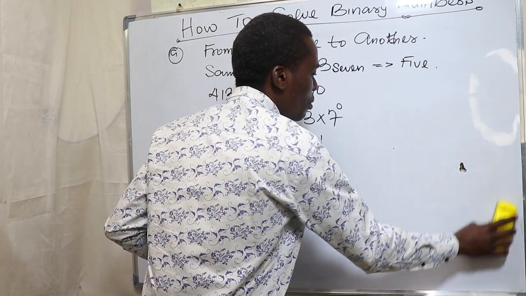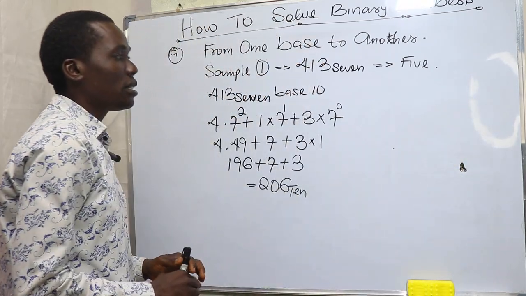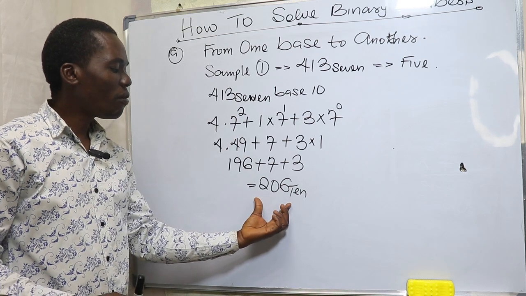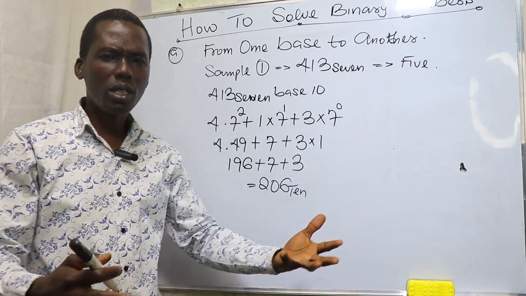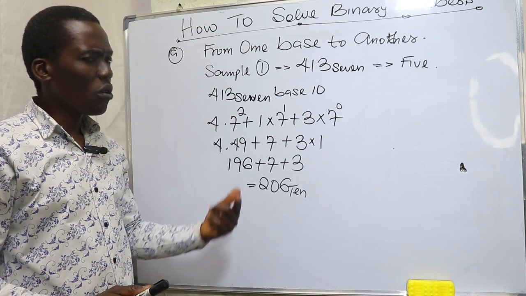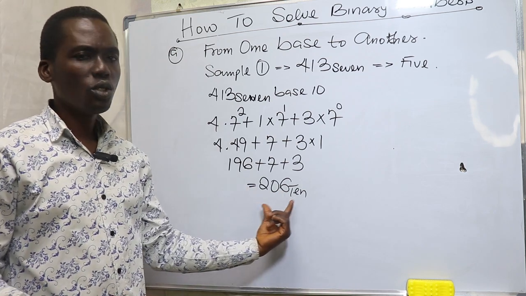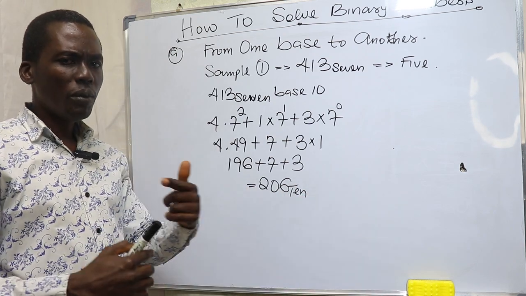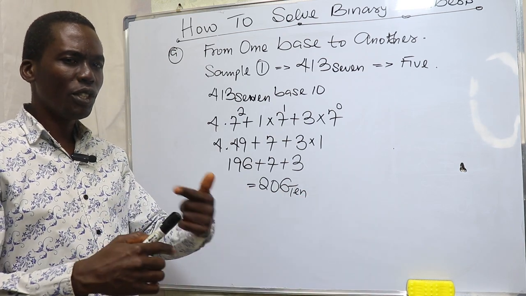Remember, your answer must be in base what? In base 5. So if we want to convert base 10 to base 5, what do we do? To convert base 10 to base 5, we use the method we call the successive division method.